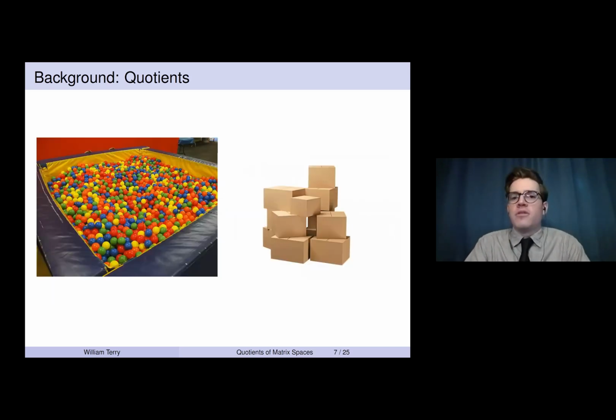Consider a ball pit along with a collection of boxes. Here, the ball pit is our starting space, and the boxes form our equivalence classes. If I were to organize the balls by, say, color, and then place them into boxes, then I've defined an equivalence relation on the balls, and the boxes become the points in our new quotient space.